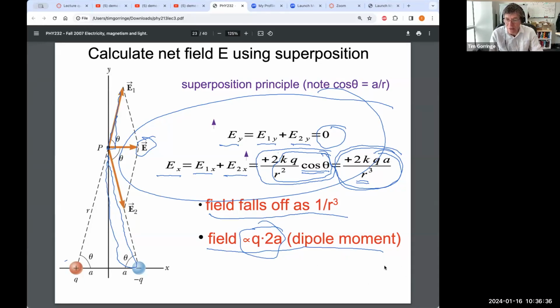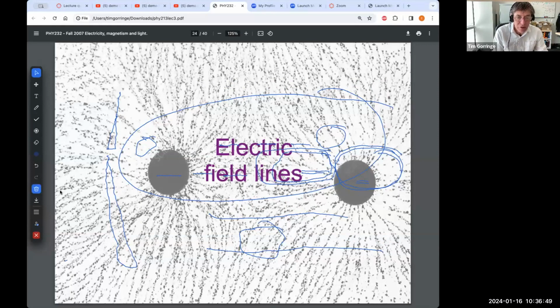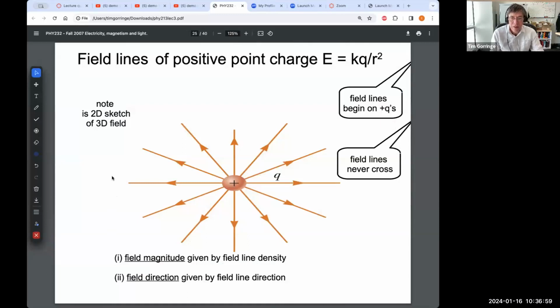I want to turn finally to sketching electrical fields. So this is the final topic, and we're just going to walk through how we sketch electrical fields. We sketch electrical fields by sketching field lines.